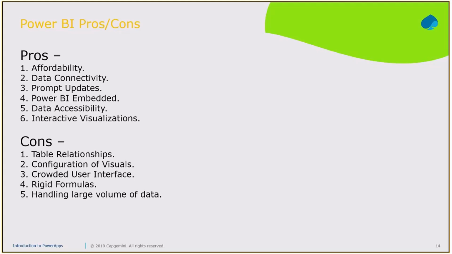Okay, and the fifth one is handling large volumes of data. In many projects that I have seen, people complained that Power BI is a little slow in showing the data as compared to other products like Tableau. And then there is the limit of 10 GB data per user, so if it is more, then you have to upgrade from the free version to a Pro version. Right. So these are the pros and cons of it.